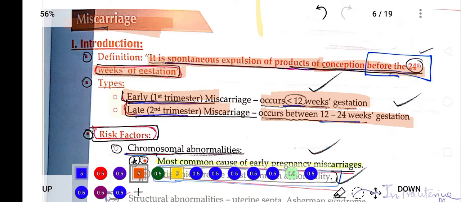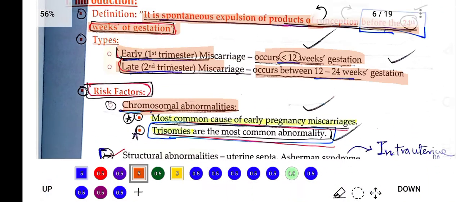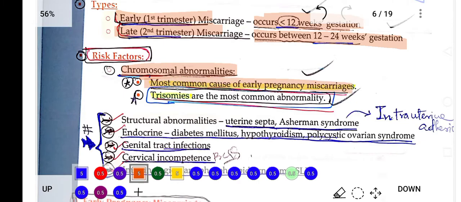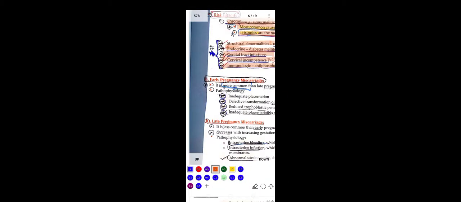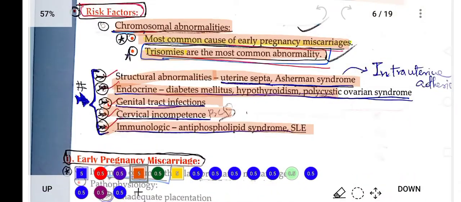Risk factors of miscarriage are chromosomal abnormalities. Most common cause of early pregnancy miscarriage are chromosomal abnormalities. Trisomy is the most common cause of miscarriage. Another are structural abnormalities like uterine septa, Asherman syndrome, endocrine defects like diabetes mellitus, hypothyroidism, polycystic ovarian syndrome, genital tract infection, cervical incompetency, and immunological diseases like antiphospholipid syndrome, SLE, and these are the common causes of miscarriage.